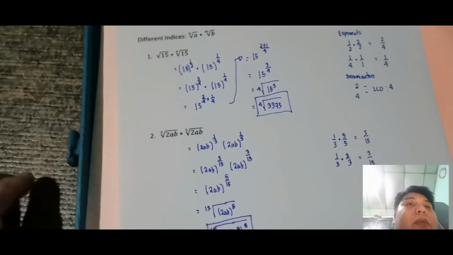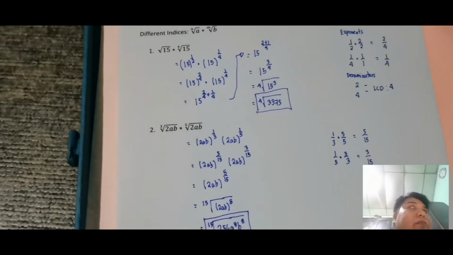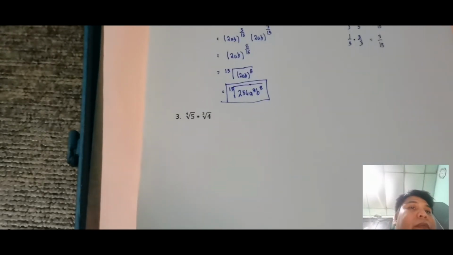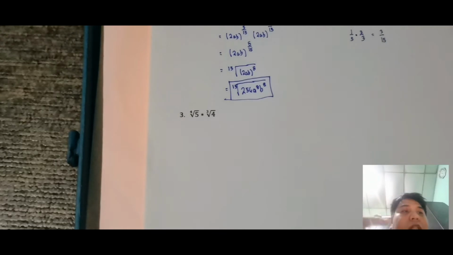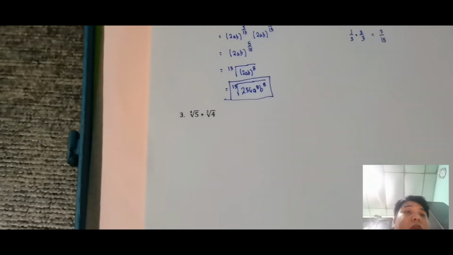Okay, so ano napansin nyo? Sir, ang napansin po namin, different index, same basis. Okay, sir, possible po ba different index, different base? Yes, possible yun. So let's have example number 3. Ito naman yung different index at the same time different base. So that is 4th root of 5 times cube root of 4. Different index, different base. Okay, so sir, ano gagawin dyan?